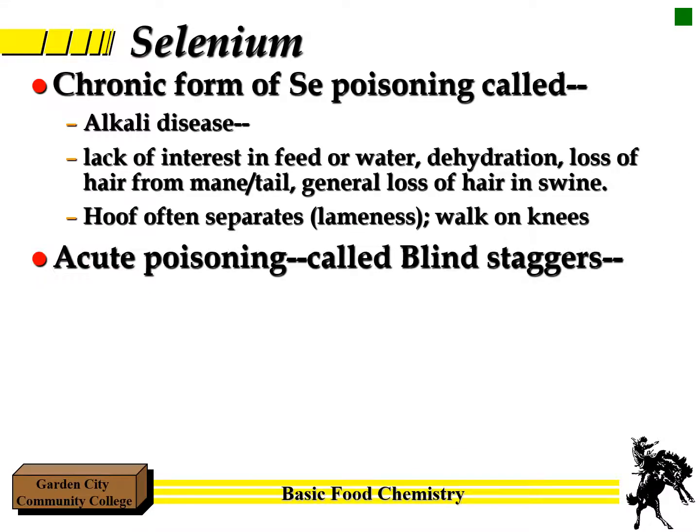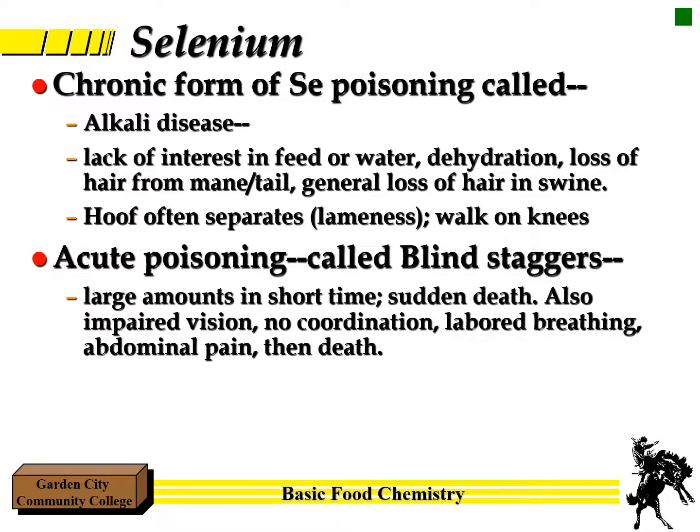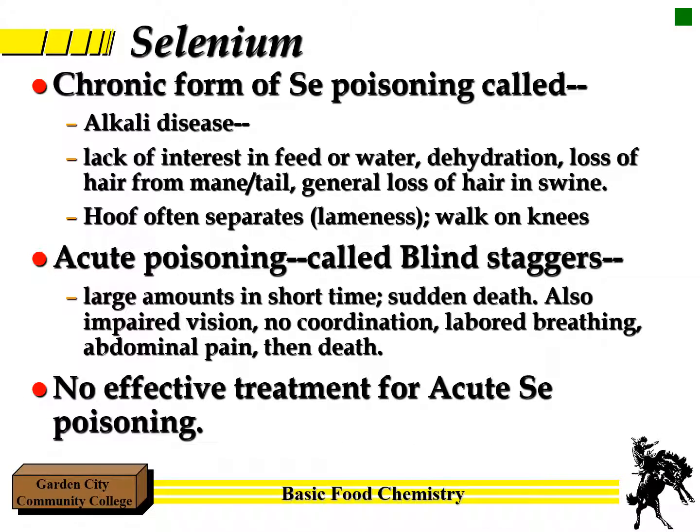And then if that continues on to an acute poisoning, a very, very high amount, it's sometimes called blind staggers. That's when they get a large amount in a short time, and it actually causes sudden death. But before that, they might get impaired vision, lack of coordination, struggling with their breathing, abdominal pain, and then they die. The problem is there's really no effective treatment for acute selenium poisoning. If you have just the chronic form, try to figure out what it is in the ration that's causing it.